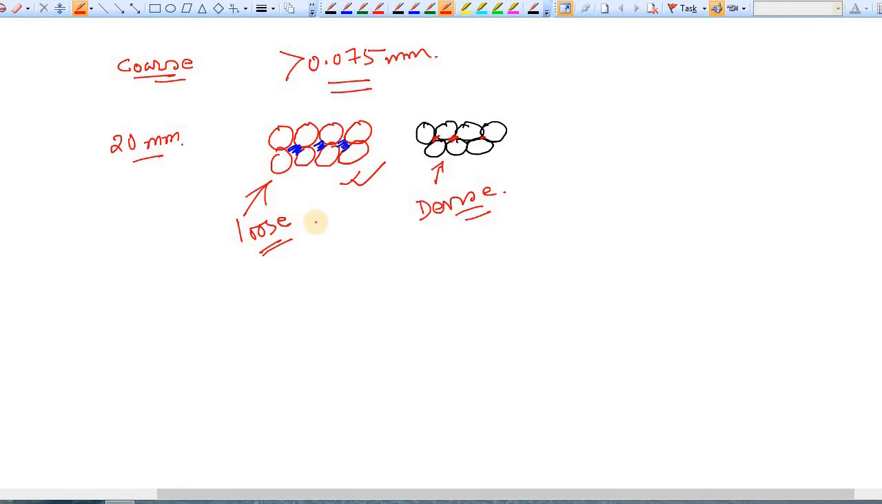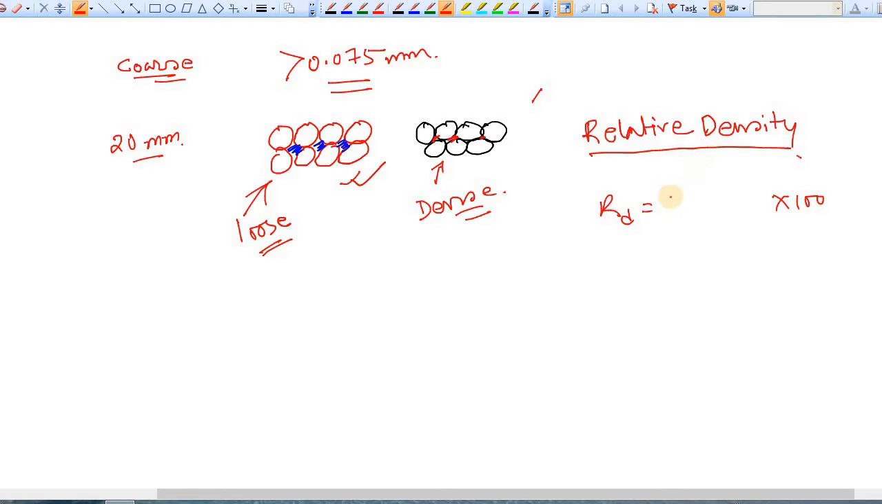To define this looseness or denseness, civil engineers in soil mechanics have introduced a term that is known as relative density. Okay, what is relative density? By definition, this relative density is expressed in percentage. So first multiply with 100, and this is expressed by this formula: e max minus e natural divided by e max minus e min.